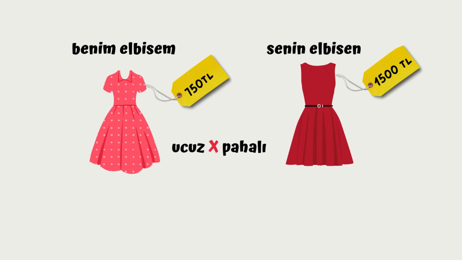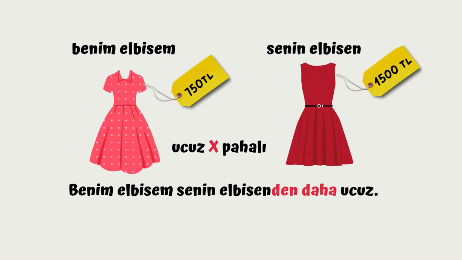So let's take a look at this sentence. Benim elbisem, my dress, senin elbisenden, so than your dress, daha, more, ucuz, cheap. So benim elbisem senin elbisenden daha ucuz. So what we're saying here is my dress is cheaper than your dress. So we put than, or it can be done. We're going to apply vowel harmony rule, and then daha, which means more, and then adjective.